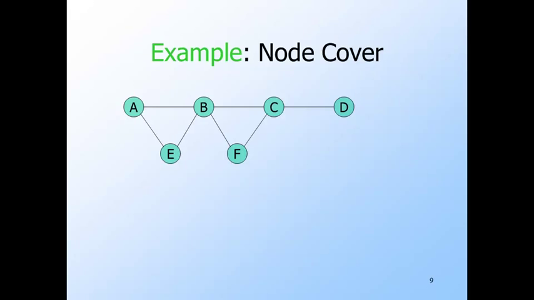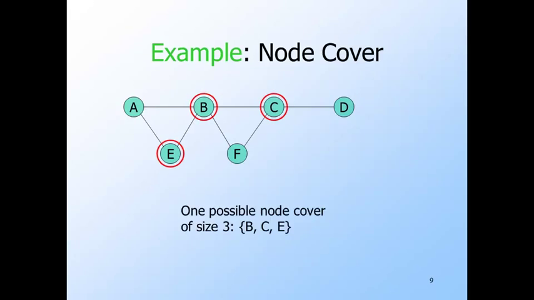We also have to pick either A or E, else the edge AE is not covered. But picking C and either A or E does not cover the edge BF, so we need at least 3 nodes in the cover. But here's one example that works. B, C, and E together cover all the edges. Thus, given this graph and the budget k equals 3, the answer is yes. The same answer applies if the instance of node cover is this graph with a higher budget. However, if we are given this graph with a budget of 2 or less, the answer is no.